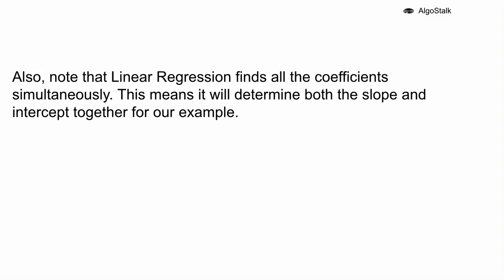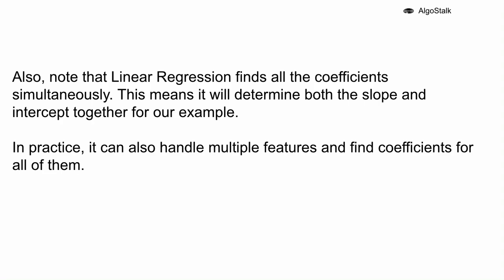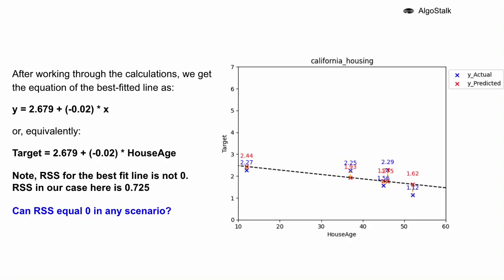Also, note that linear regression finds all the coefficients simultaneously. This means it will determine both the slope and intercept together, for example. In practice, it can also handle multiple features and find coefficients for all of them. After working through the calculations, we get the equation of the best fitted line as y is equal to 2.679 plus negative 0.02 multiplied by x, or equivalently target equals 2.679 plus negative 0.02 multiplied by house age.